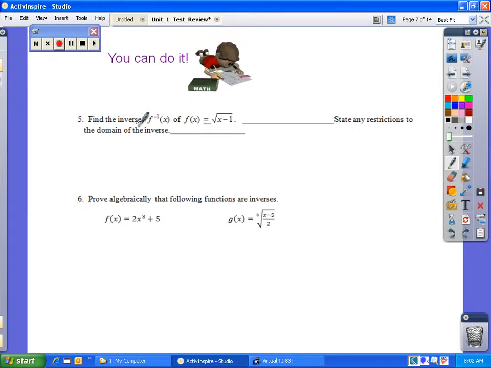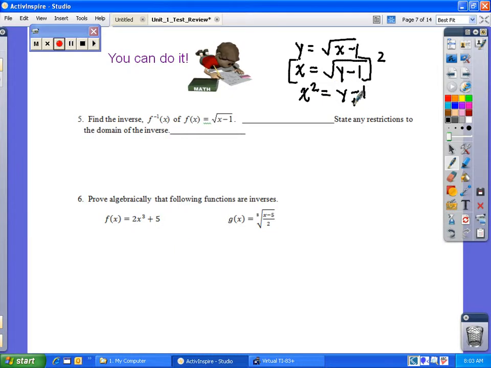Next one, we're going to find the inverse of this function. So first off, I'm going to set y equals the square root of x minus 1. I'm going to change x and y around, and then I'm going to solve for y. So to solve for y, I'm going to square both sides. That gives me x squared equals y minus 1, and then I'm going to add 1 to both sides. So I'm left with f inverse of x equals x squared plus 1.